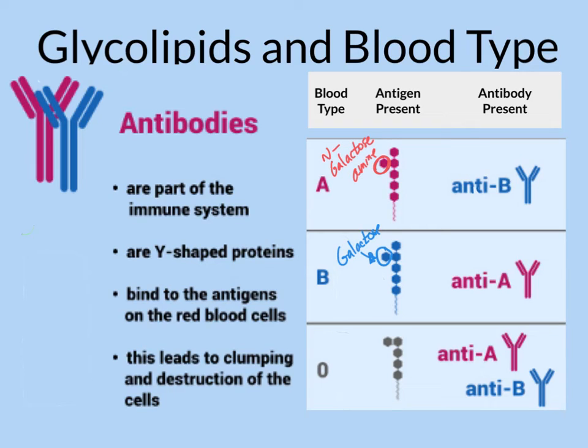Which one is the universal donor? That's right. Type O is the universal donor because everybody can take type O because it doesn't have any added antigens. There's nothing for anything to attack, so everybody accepts type O.